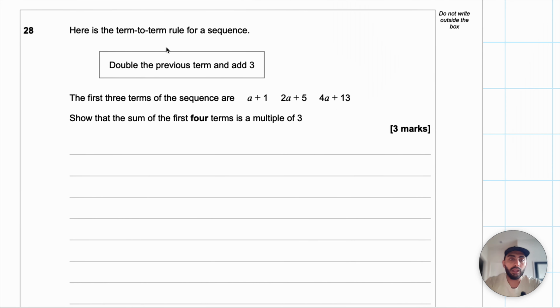Question 28. Here is the term-to-term rule for a sequence. Double the previous term and add 3. The first three terms of the sequence are a plus 1, 2a plus 5, 4a plus 13. Show that the sum of the first four terms is a multiple of 3.